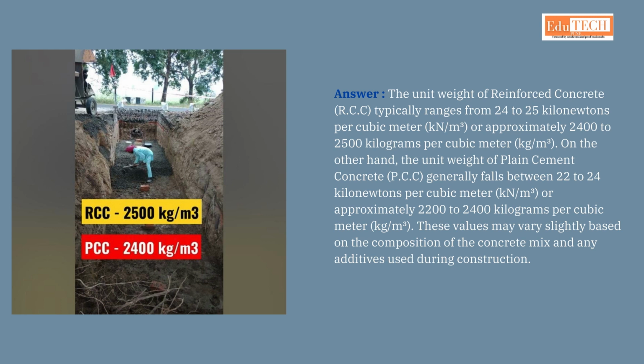On the other hand, the unit weight of plain cement concrete, P.C.C, generally falls between 22 to 24 kilonewtons per cubic meter, kN/m³, or approximately 2200 to 2400 kilograms per cubic meter, kg/m³. These values may vary slightly based on the composition of the concrete mix and any additives used during construction.